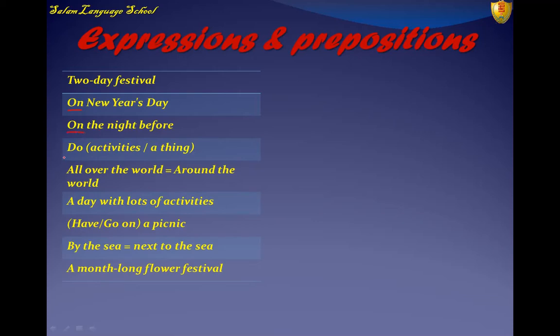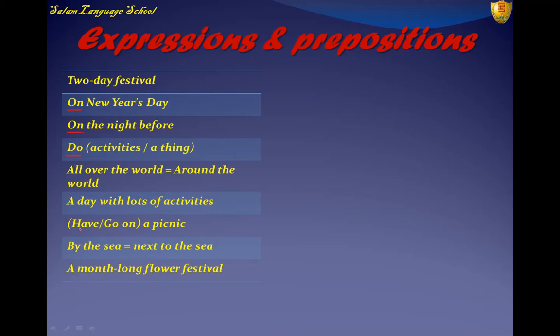before. Do activities or do a thing. For example, do activities or do a thing. All over the world, حول العالم. All over the world, the same as this one, around the world. All over the world and around the world. A day with lots of activities. Do you remember that definition? Yes, it's festival. A day with lots of activities.